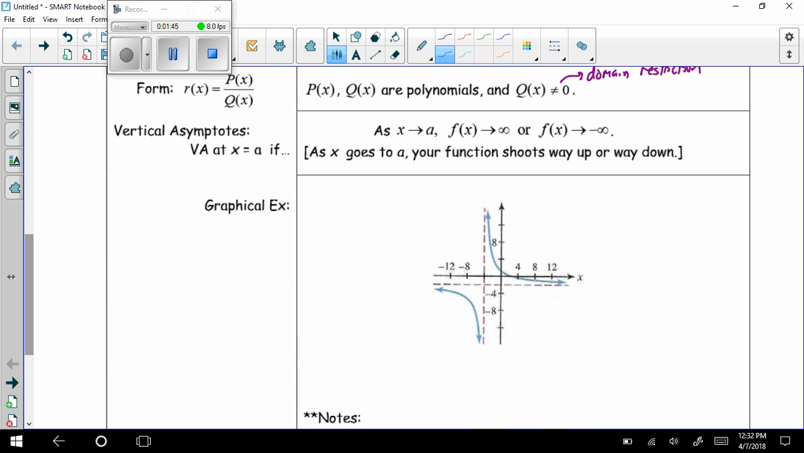My vertical asymptotes occur if essentially the graph shoots way up or way down. And the notation that we have there is f of x goes to infinity, that's when it shoots up, and f of x goes to negative infinity, shoots way down. And what that creates is this vertical line that your graph gets very, very close to but never quite touches. That's called the vertical asymptote.